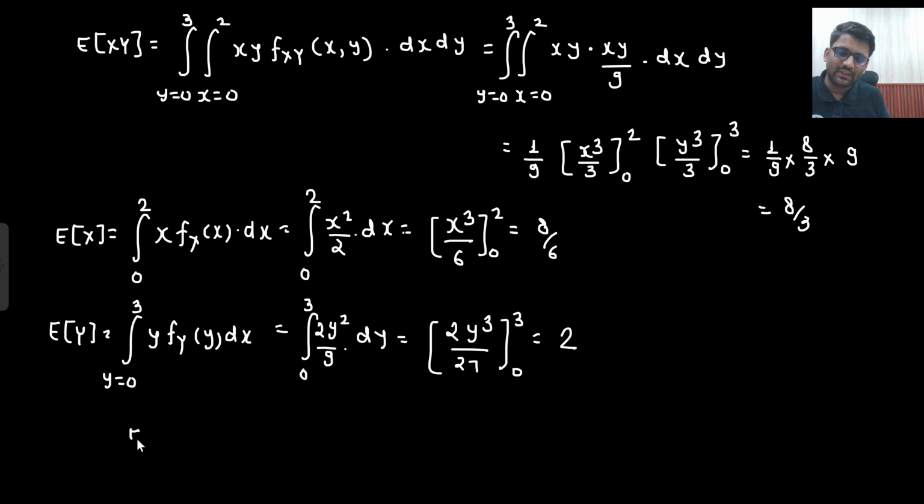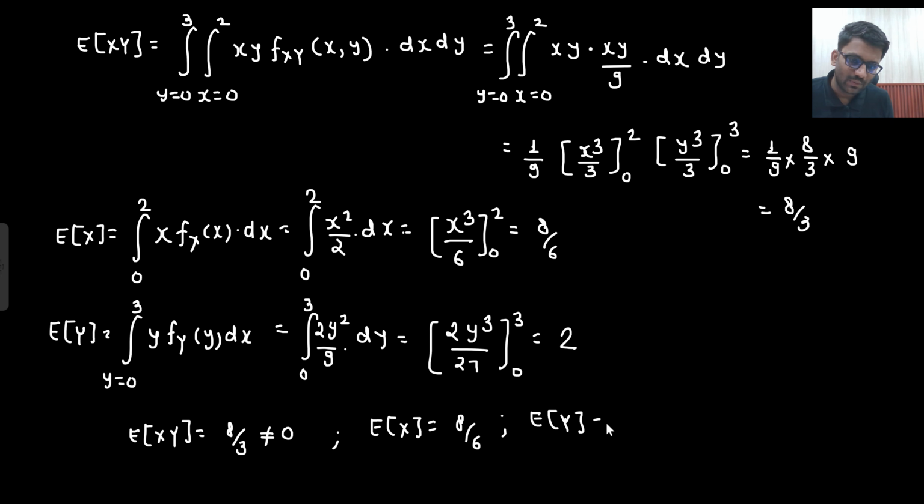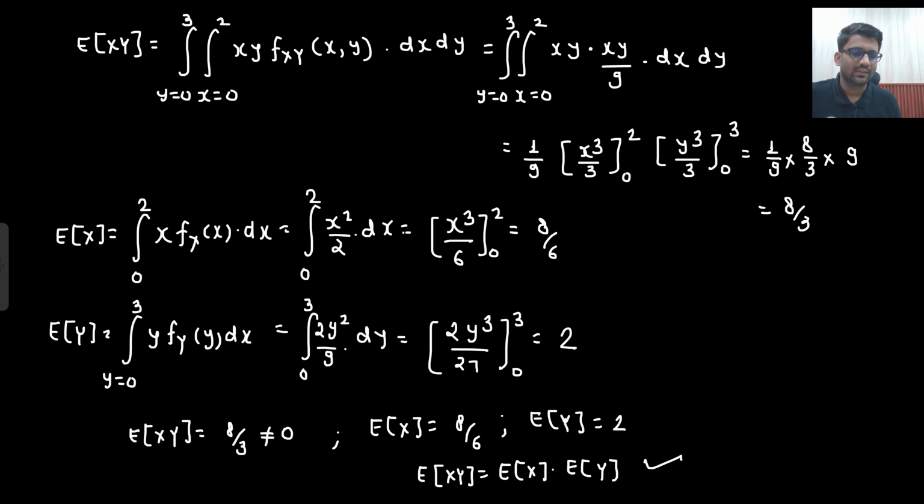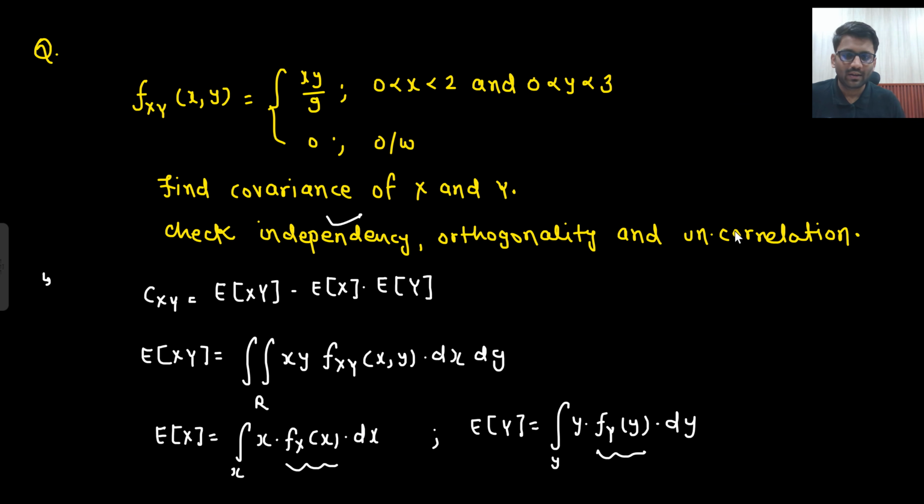2. So what you can see directly here, expectation of xy is coming out to be 8 by 3, which is not equal to 0. Along with that, expectation of x is 8 by 6 and expectation of y is 2. If you multiply both of them, expectation of xy is actually coming out to be expectation of x times expectation of y, which was pretty expected as well, because here only I said that they are uncorrelated. So yes, what did you understand? They are independent, they are uncorrelated, but they are not orthogonal. There you go, your job is done. This question is also done.